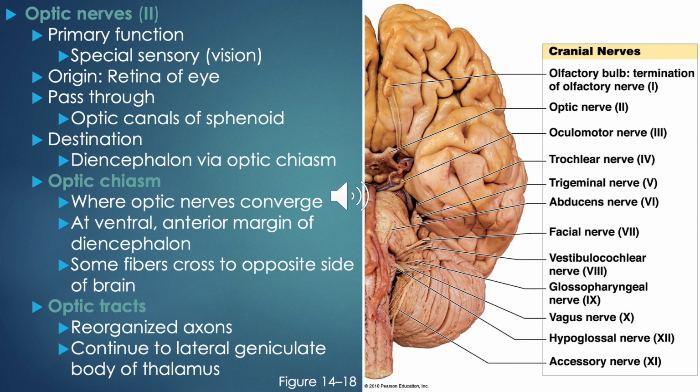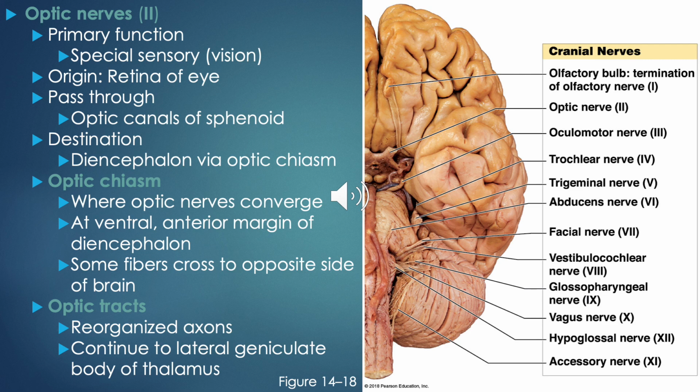Cranial nerve 2 is the optic nerve. So the optic nerve, of course, is a special sensory nerve that's responsible for vision. It originates in the retina of the eye and then passes through the optic canals of the sphenoid sinus. And it arrives at its destination, which is the diencephalon, through the optic chiasm, which is the point at which it crosses over.